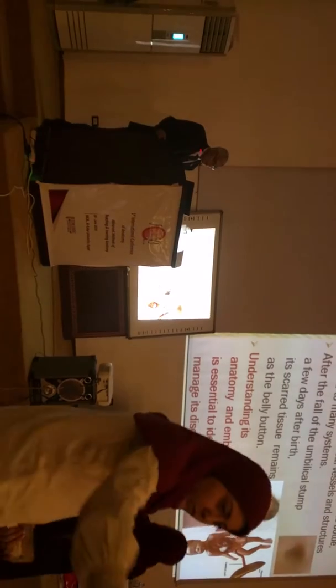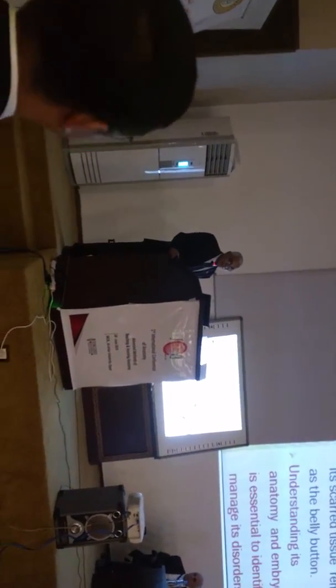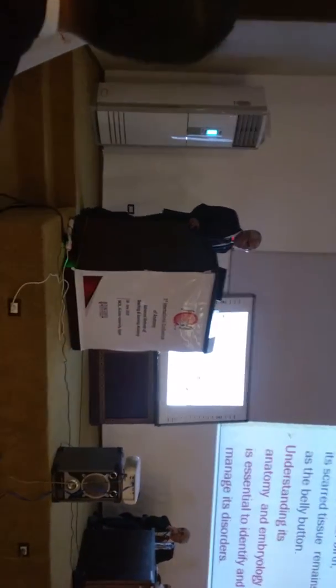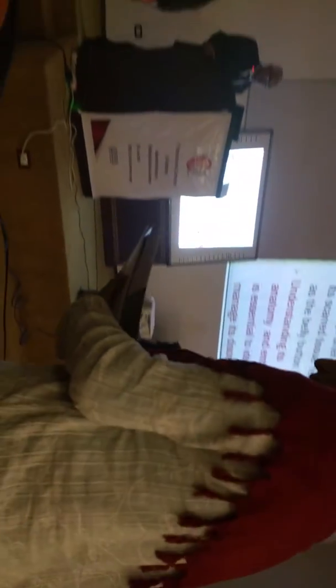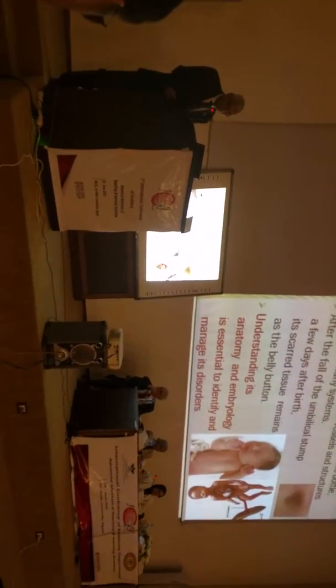Umbilicus is a localized scarred area that marks the previous connection between the baby and mother during the fetal life. Biologically, it represents the neck of the body, containing the umbilical vessels and structures related to the digestive and urinary system. After fall of the umbilical stump, a few days after birth, its scar tissue remains as a belly button. Understanding its anatomy and embryology is essential to identify and manage disorders occurring at this important point.